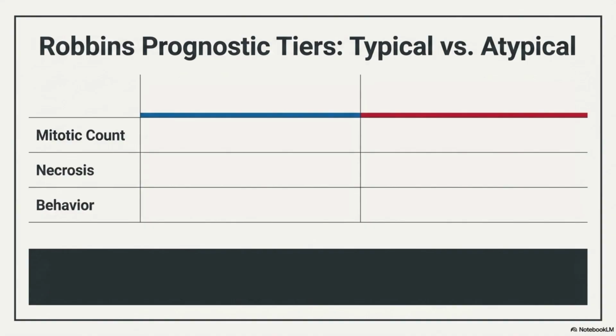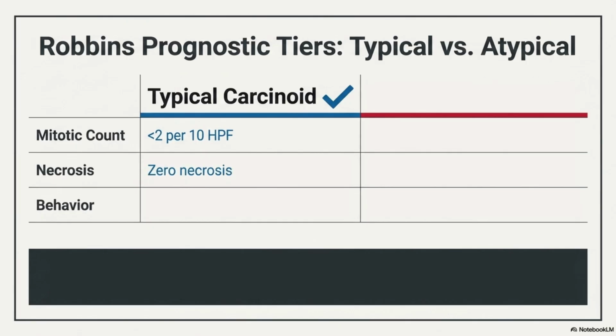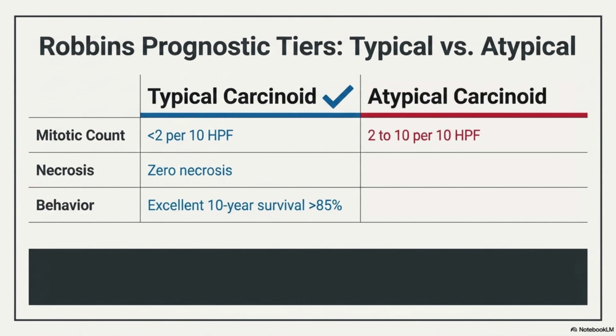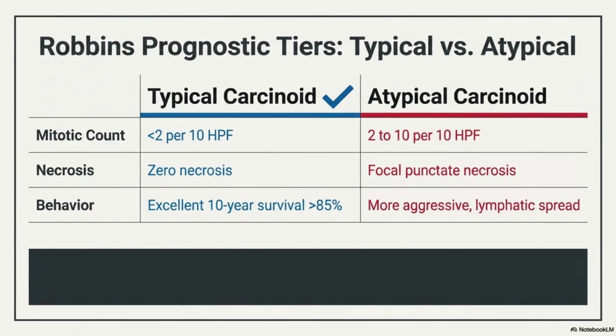Now we have to classify it using the Robbins prognostic tiers, which divide these into typical versus atypical carcinoids. A typical carcinoid has a mitotic count of strictly less than 2 per 10 high power fields, zero necrosis, and features an excellent 10-year survival rate of over 85%. An atypical carcinoid has 2 to 10 mitoses per 10 high power fields, focal punctate necrosis, and a much more aggressive behavior with lymphatic spread.